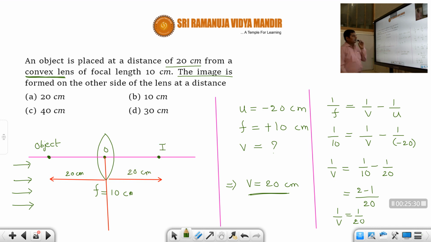Now students, if you observe this question carefully, you don't have to do it. Although I have done it as a standard procedure, you don't have to. Why? Because if you observe carefully the position of the object with respect to the focal length of the lens, the focal length is 10. So 2 times the focal length is 20 centimeters. That means we have placed the object exactly at 2f.